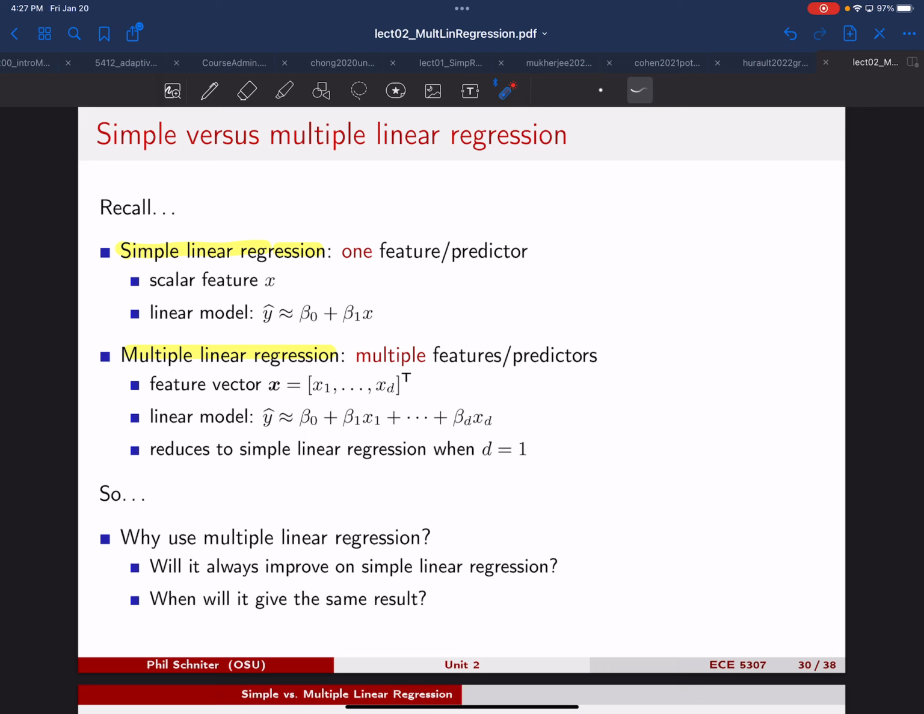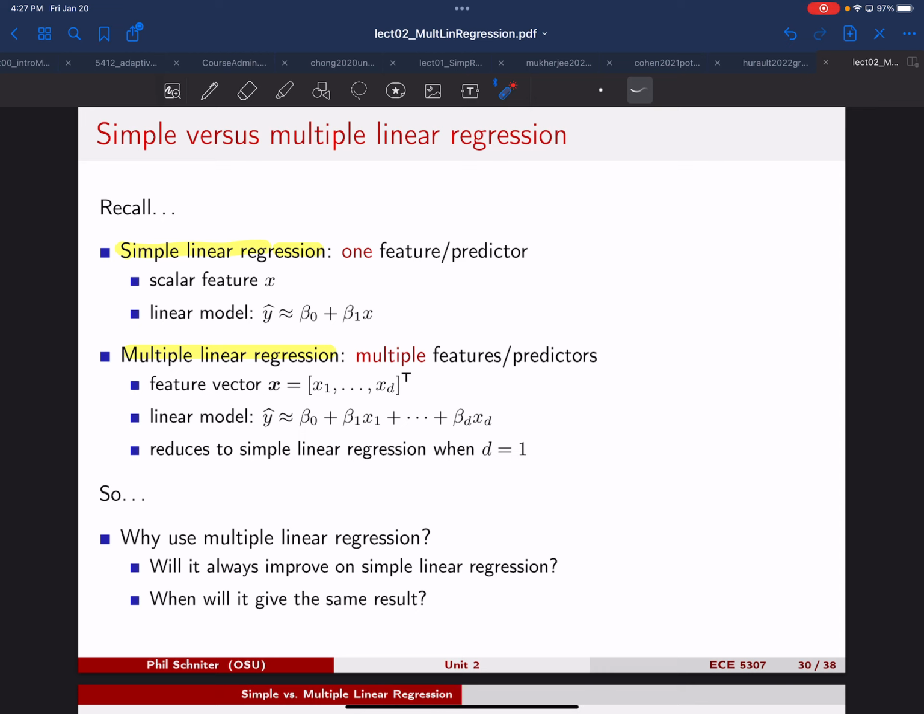How many people think it will always be better to use all the features? Raise your hands. Okay, we got a brave one. And how many people think it will not be better to use all the features? There are cases where we don't want to use all of them. And how many people don't know or don't care?